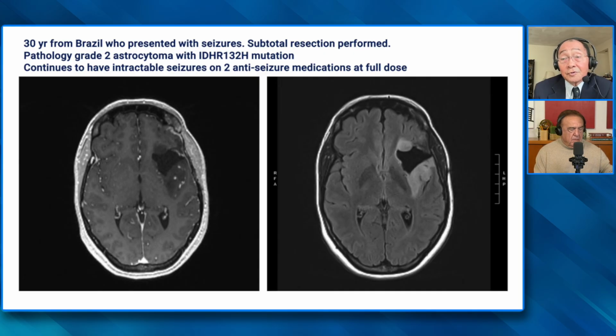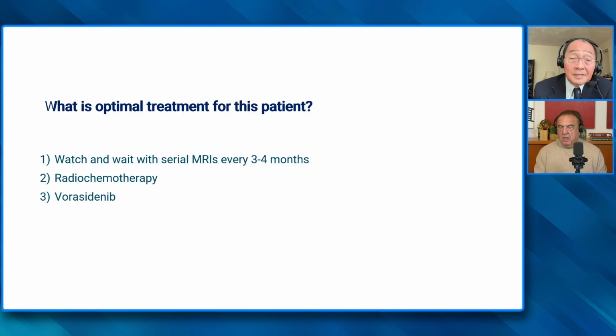So following surgery, the patient continued to have seizures that required treatment with 2 seizure medicines. And so the treatment options for this patient theoretically could be watch and wait with scans every few months, radiochemotherapy, and because it's an astrocytoma, it would be radiation followed by a year of temozolomide, or vorasidenib.